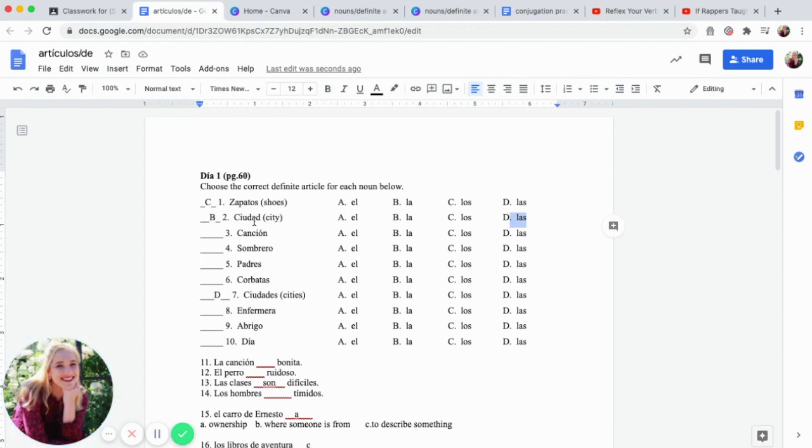The reason why it's singular, David Excel, is because we're talking about one city. La ciudad, the city. If we're just talking about one city, one single city, it's going to be singular. So we have to use la. But then if you come down here for number 7, we've added es, ciudades. That makes it plural. Now we know that we're talking about more than one city. So we need to use las. That is the feminine, plural, definite article. Does that help at all, David Excel?